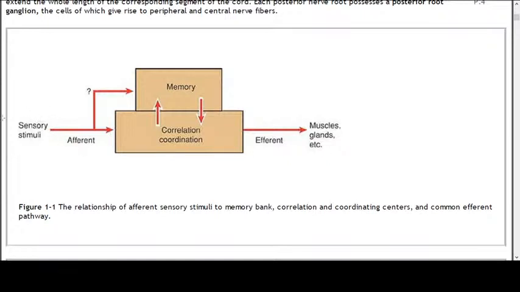So what does this figure show? The sensory stimulus is taken by the afferent nerve. The afferent nerve either goes up and makes a memory, or goes to coordination, and then efferent to muscles and glands. So there is a relationship between the afferent sensory stimuli and the memory bank. There are correlation and coordination centers, and there is memory. The afferent nerve takes the information to the correlation and coordination center, and from there the efferent nerve goes to the particular muscles, glands, etc. However, there might be an exchange of information with the memory center, which might result in the formation of a memory.